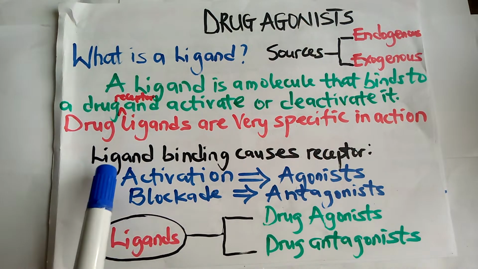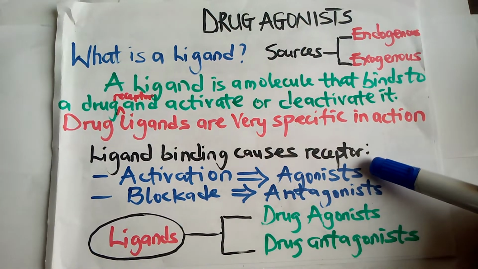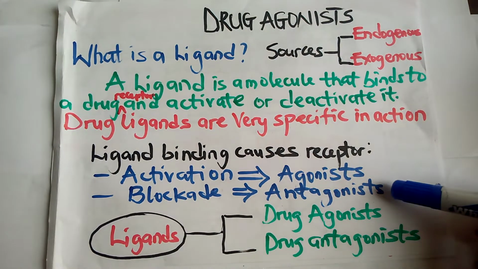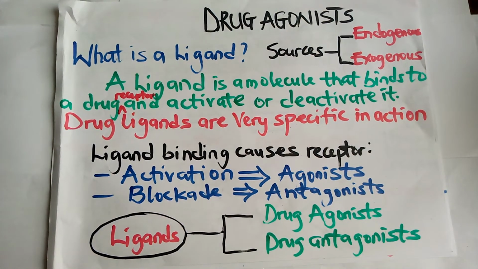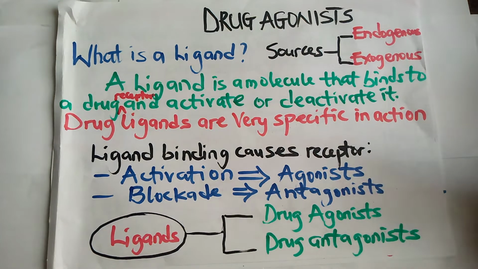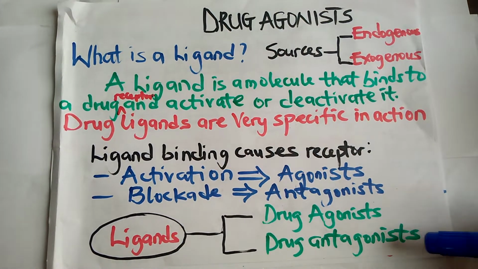So when a ligand binds to a drug receptor and activates it, they are usually called drug agonists. But when a ligand binds to a receptor and blocks it or causes blockade, they are usually called antagonists. So when ligands bind to receptors and activate them, they are called agonists. And when ligands bind to receptors and block them, they are called antagonists. So drug ligands could be grouped into two major classes: agonists and antagonists.